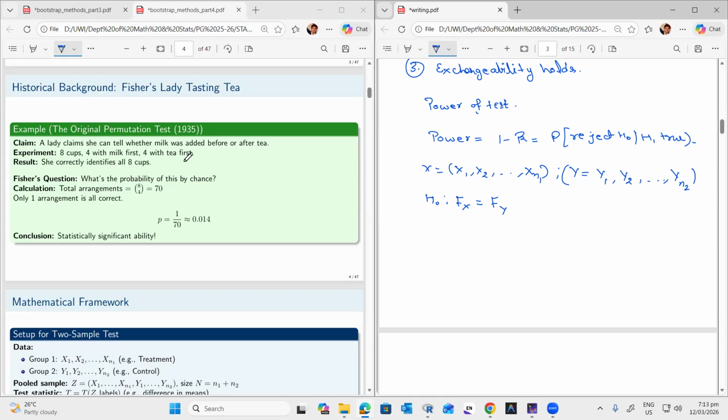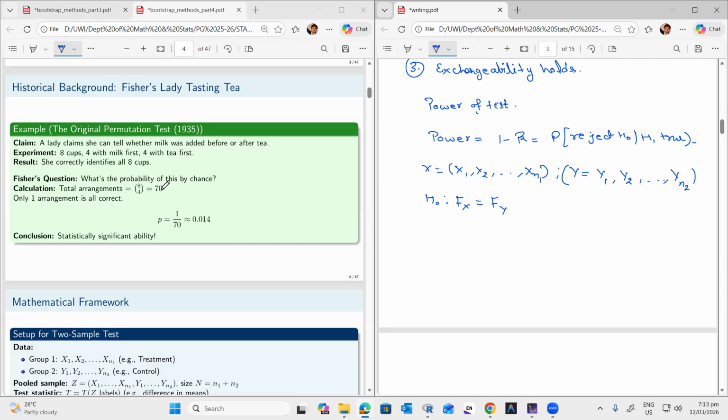The result: she correctly identified all 8 cups. So Fisher's question was, what is the probability of this by chance? The calculation was the total possible arrangements, which is 8 choose 4, and that equals 70.